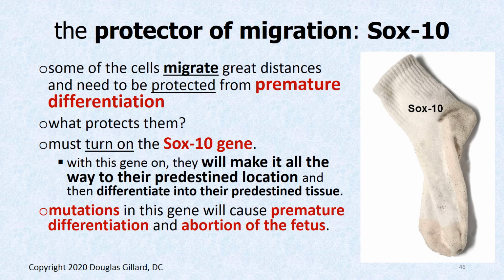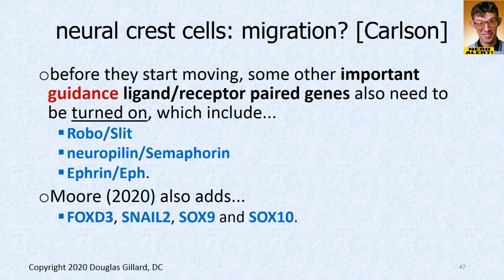So premature stoppage is a big problem, and there's all sorts of birth defects that occur when these don't migrate to their needed location. And we have a protector that helps them, and we won't get into how it helps them, but the SOX10 gene. The SOX10 gene is what has to be turned on in these mesenchymal cells in their nucleus, and that SOX10 product is the protector of them. So it'll make sure that they make it to their predestined location. Mutations in SOX10, all kinds of defects in the fetus, usually won't make it.